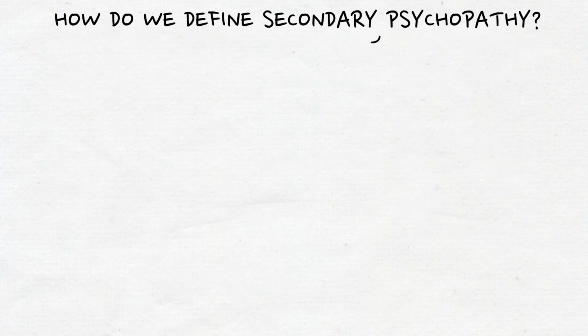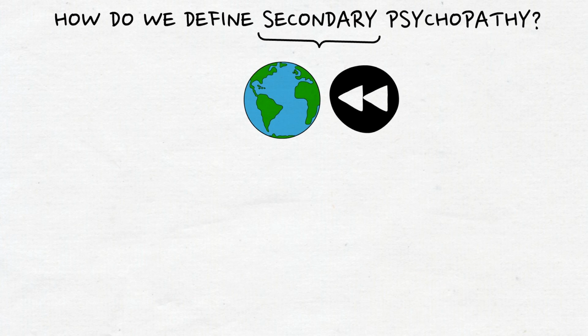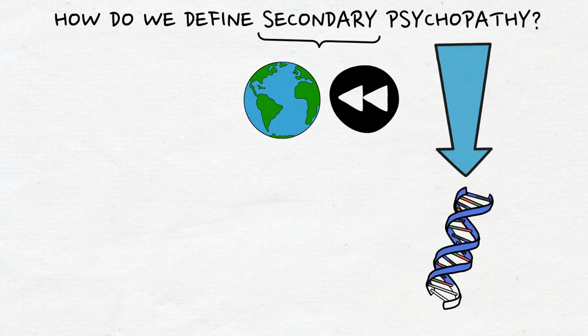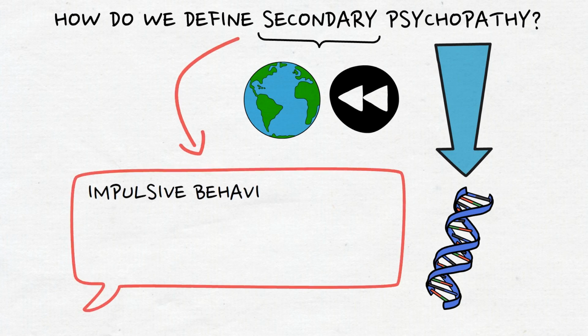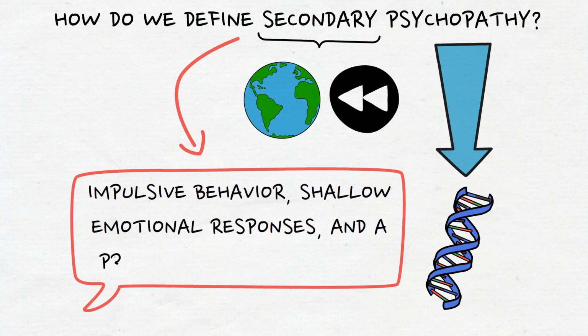This subtype of psychopathy is primarily shaped by environmental factors and experiences, in contrast to primary psychopathy, which is thought to have a genetic basis. This disorder is characterized by impulsive behavior, shallow emotional responses, and a profound lack of empathy.